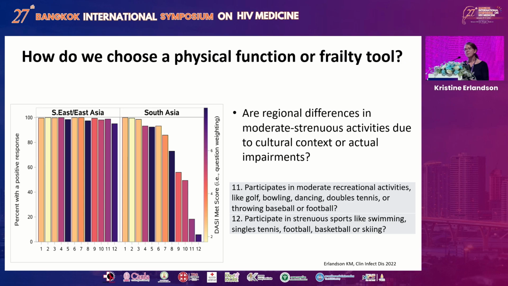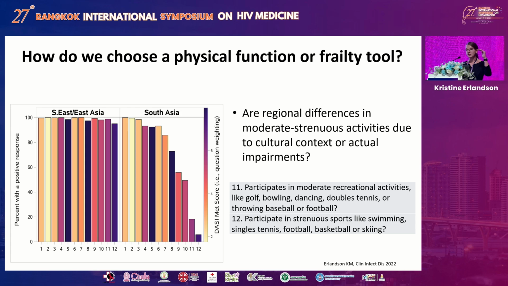Just to share an example of the cultural influences on this, within the REPRIEVE study, we looked at self-reported physical function by a score called the DAISY score. It's a very US-based score, and it asks a lot of questions that are very US and European-centric. And we noticed marked differences between the function in our REPRIEVE participants from Southeast and East Asia and in South Asia.